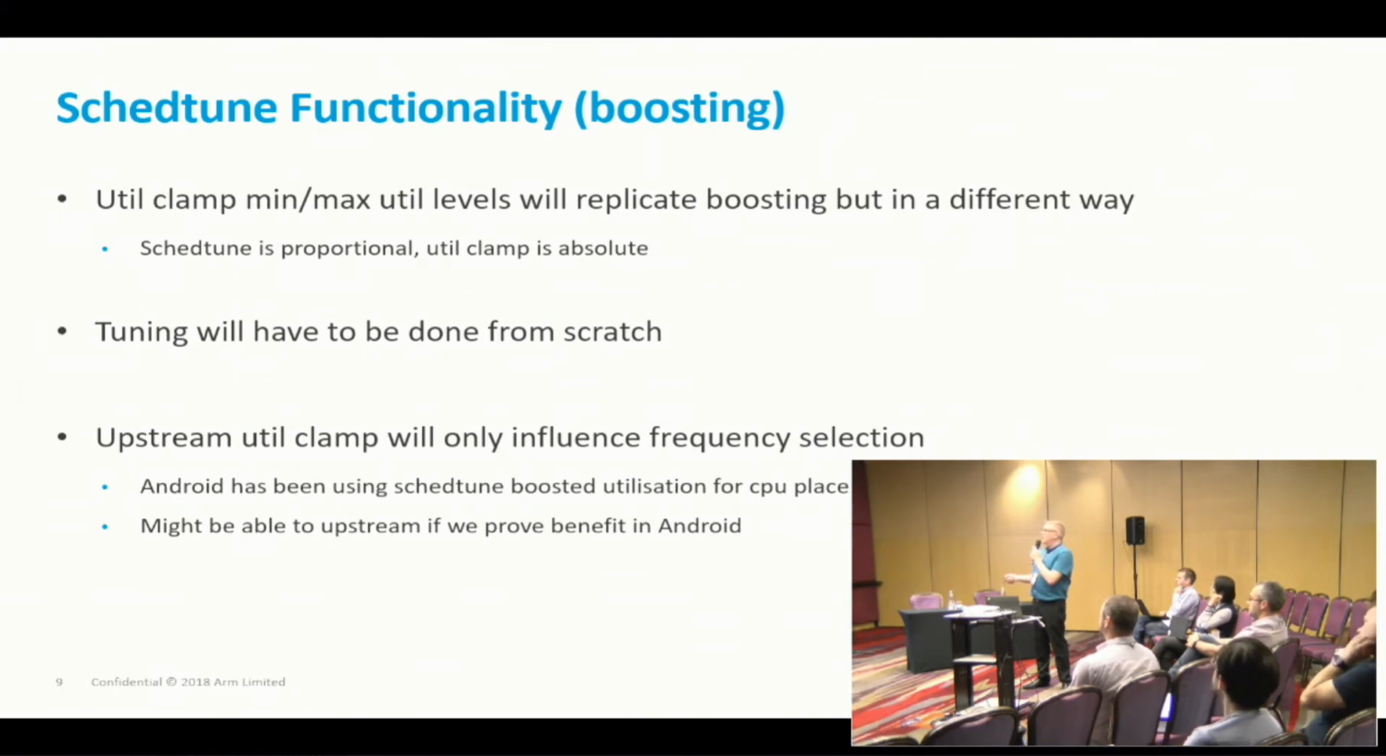Oh yes, so in Android 4.19, if util clamp merges upstream before the summer, we're going to backport it to 4.19, but we're not going to remove SCED-tune. So we want to use 4.19 to figure out how to tune it in a way that matches SCED-tune. So that will be a HiKey 960 type exercise.